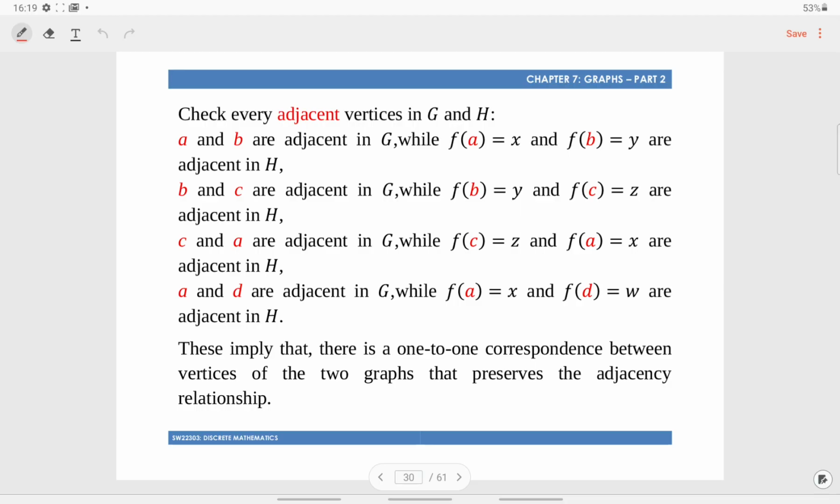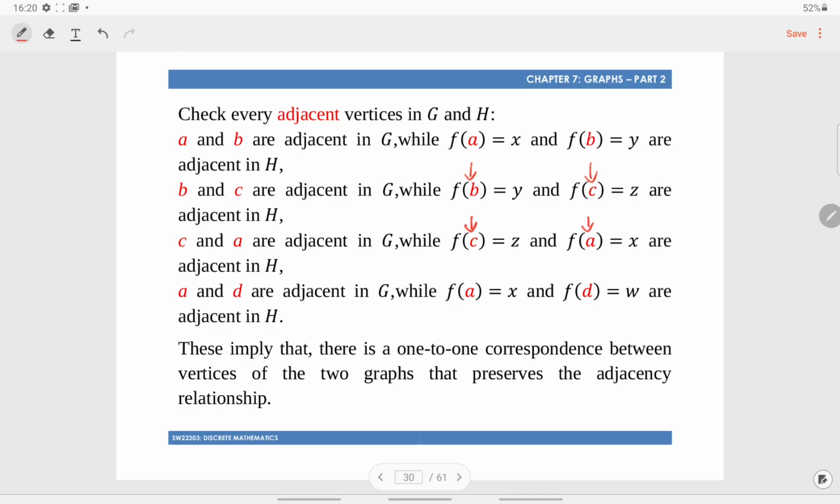The next task is to check the second condition, which is about the adjacency of the vertices in G and H. We have A and B in G. A and B are adjacent in G, while f(A), which is X, and f(B), which is Y, are adjacent in H. The next vertices are B and C. B and C are adjacent in G, while f(B), which is Y, and f(C), which is Z, are adjacent in H. We move to the next vertices, C and A. C and A are adjacent in G, while f(C), which is Z, and f(A), which is X, are also adjacent in H.